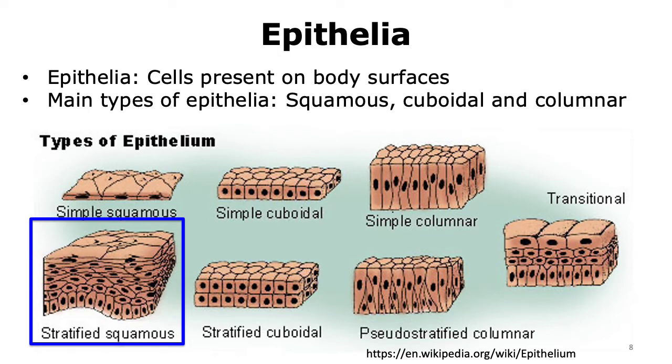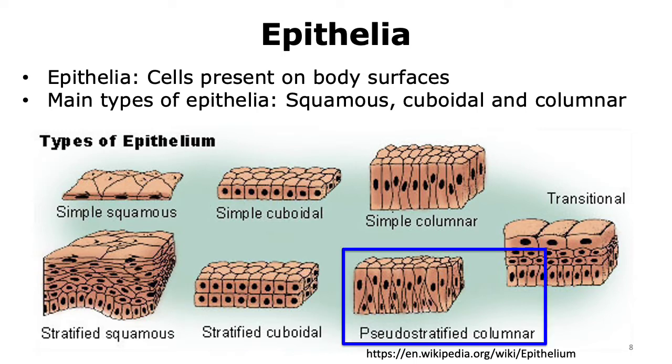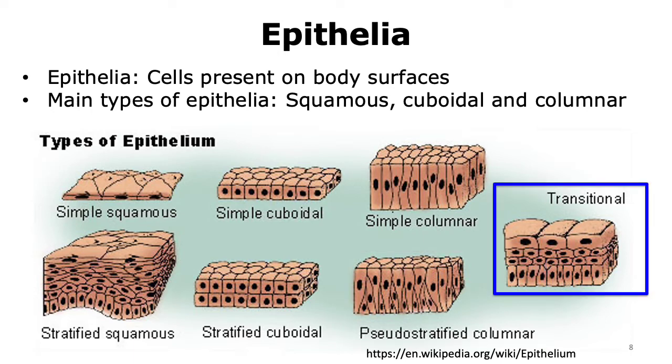On the other hand, we can have stratified squamous, where we have multiple layers of squamous epithelial cells. Similarly, stratified cuboidal will have multiple layers of the cuboidal epithelial cells, and the pseudostratified columnar epithelial cells have the appearance that they are different layers of columnar epithelial cells. We can have a combination of squamous, cuboidal, or columnar cells, and in that situation we have the transitional epithelial cells.